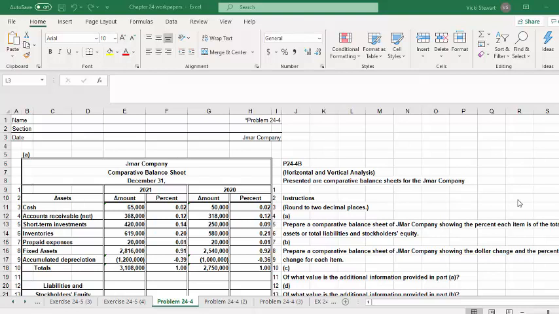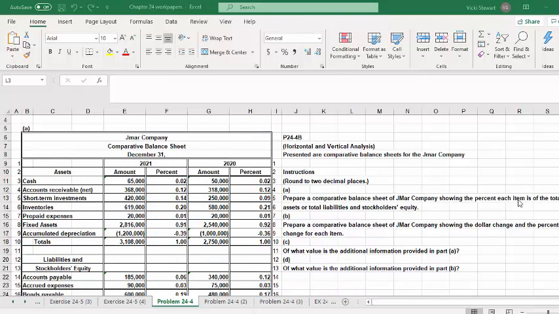assets or total liabilities and stockholders' equity, and in B, prepare a comparative balance sheet of Jmar Company showing the dollar change and the percent change for each item, and in C, to explain the value of the information provided in Part A, and in D, the value of the additional information provided in Part B.